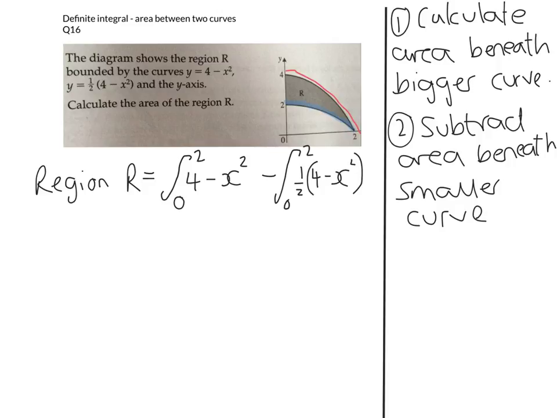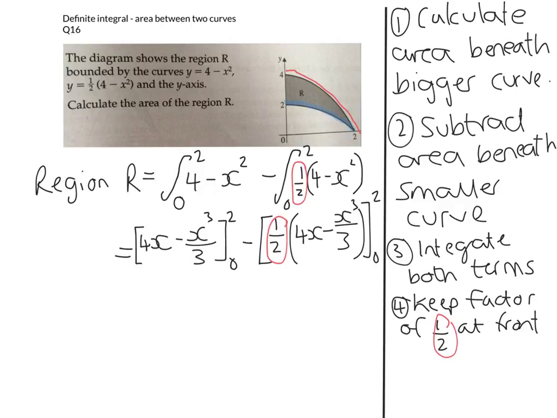Okay, so then the first thing we need to do is integrate our two terms. We can leave that half out the front just to make our lives easier. Because it's a constant, we don't need to expand out those brackets. Okay, let's just leave it out the front for now. Okay, so we integrate. Okay, so we've integrated, and we're showing that by using the square brackets.